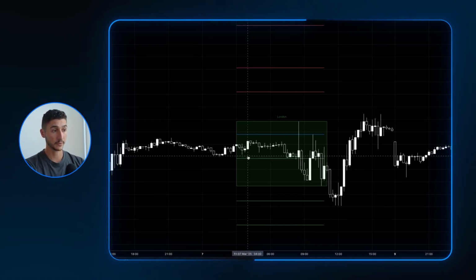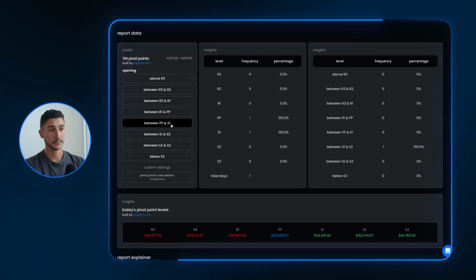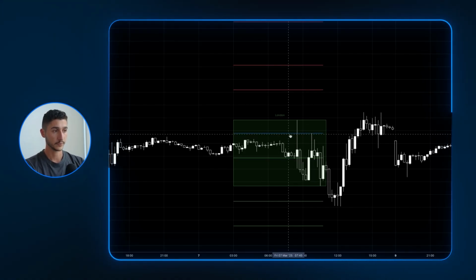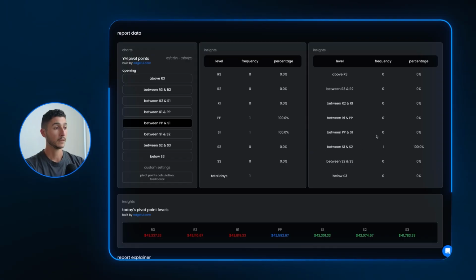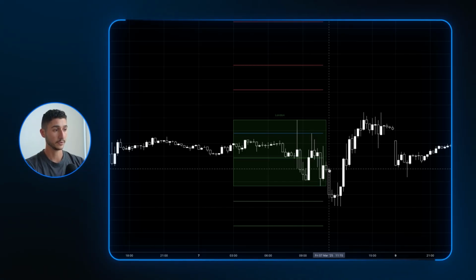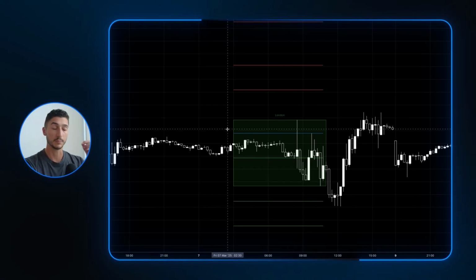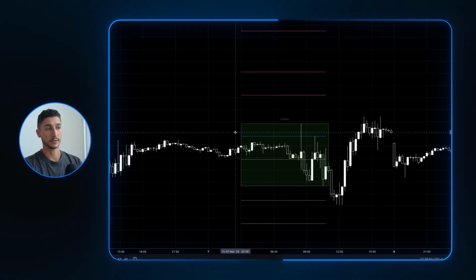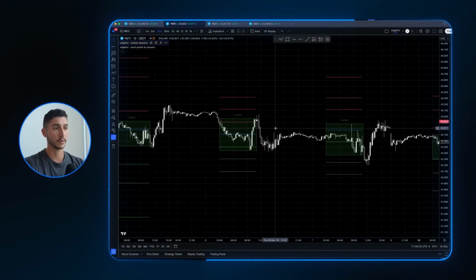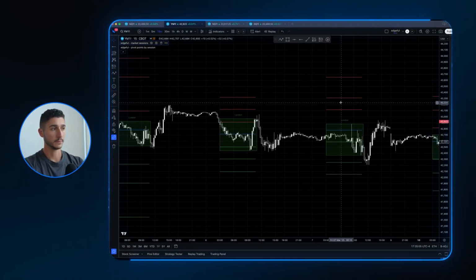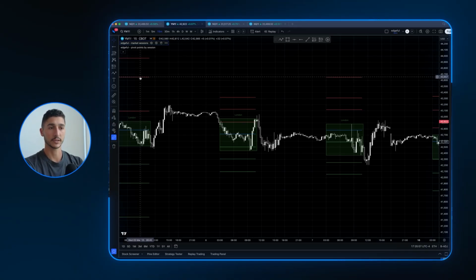Open between the pivot point and S1. So right over here, you can see it touched the pivot point, touched S1, closed between S1 and S2. So it's based on the session that you're looking at. Really, really important. Obviously all the levels change based on whatever session you're looking at.